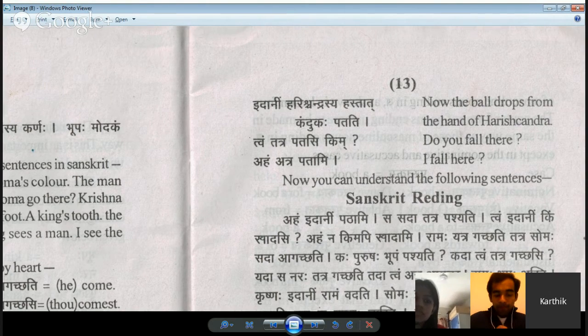When there is a separation, as in Vrikshat phalani patanti or phalam patati, from the tree the fruit falls. Same way, hastat kandukaha patati. The ball falls from the hand. Kasya hastat kandukaha patati? From whose hand does the ball fall? Harishchandrasya hastat kandukaha patati. The ball falls from Harishchandra's hand. When does it fall? Idanim. Idanim Harishchandrasya hastat kandukaha patati. Now, from Harishchandra's hand, the ball is falling. Is that clear?